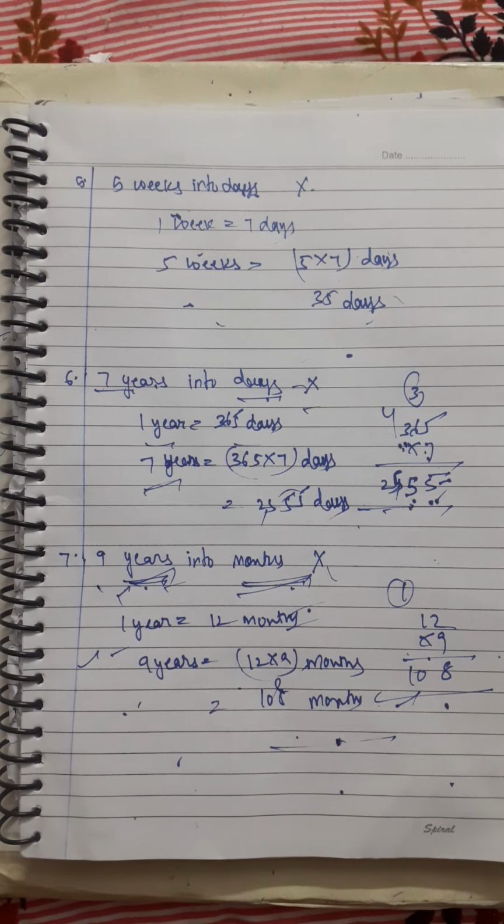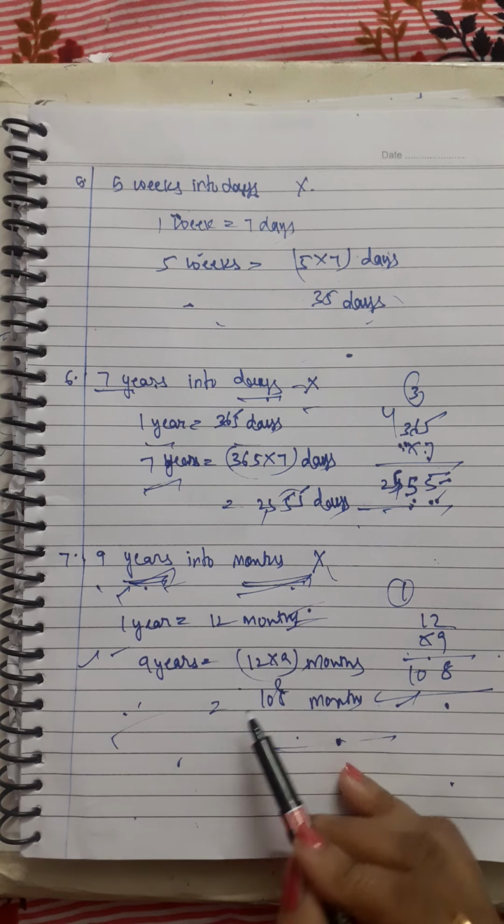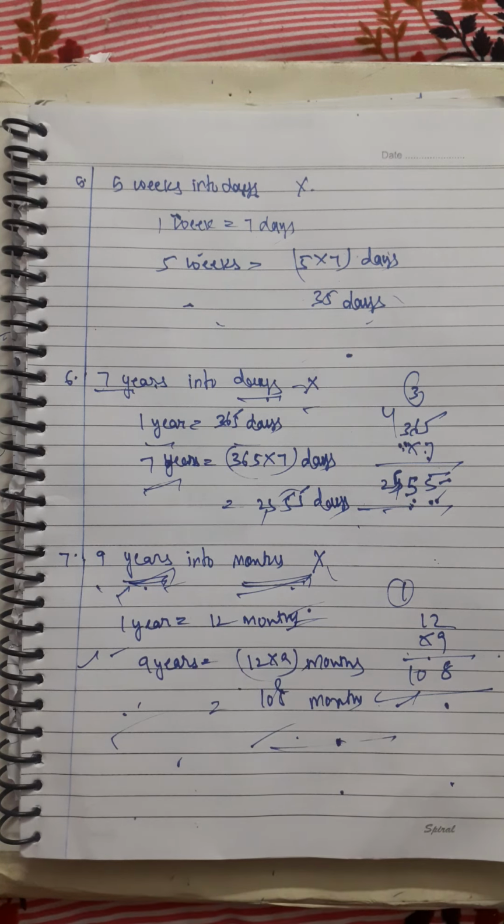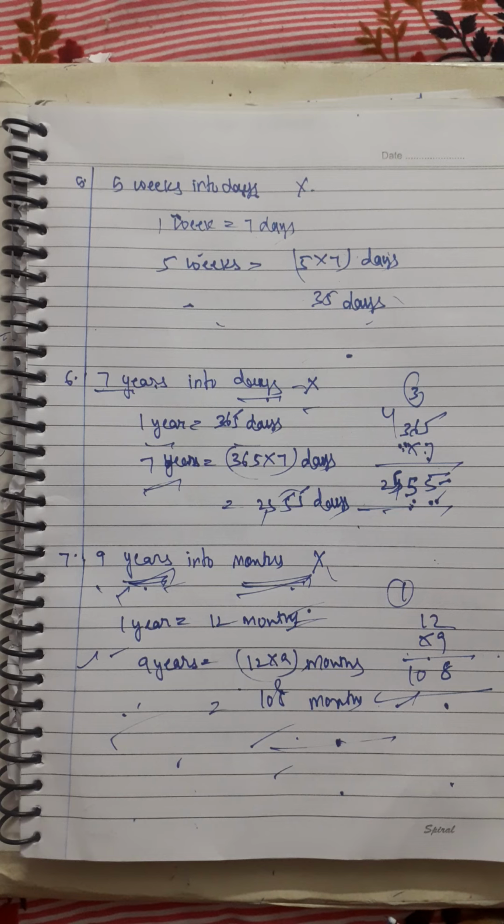When we multiply 9 by 12, because 1 year has 12 months, 12 9s are 108 months. So 9 years is equal to 108 months. So in this way we can convert bigger unit into smaller unit.